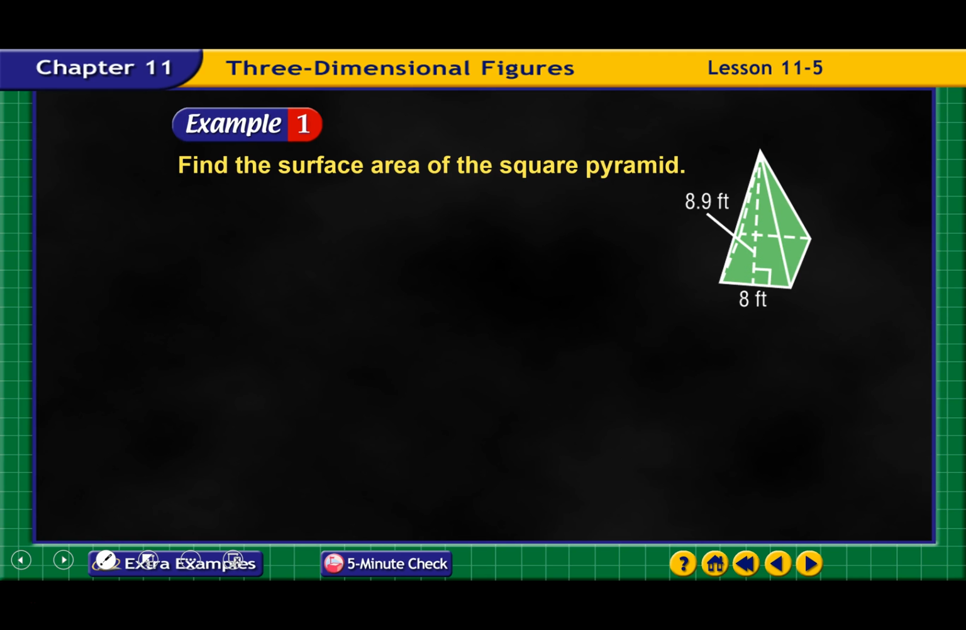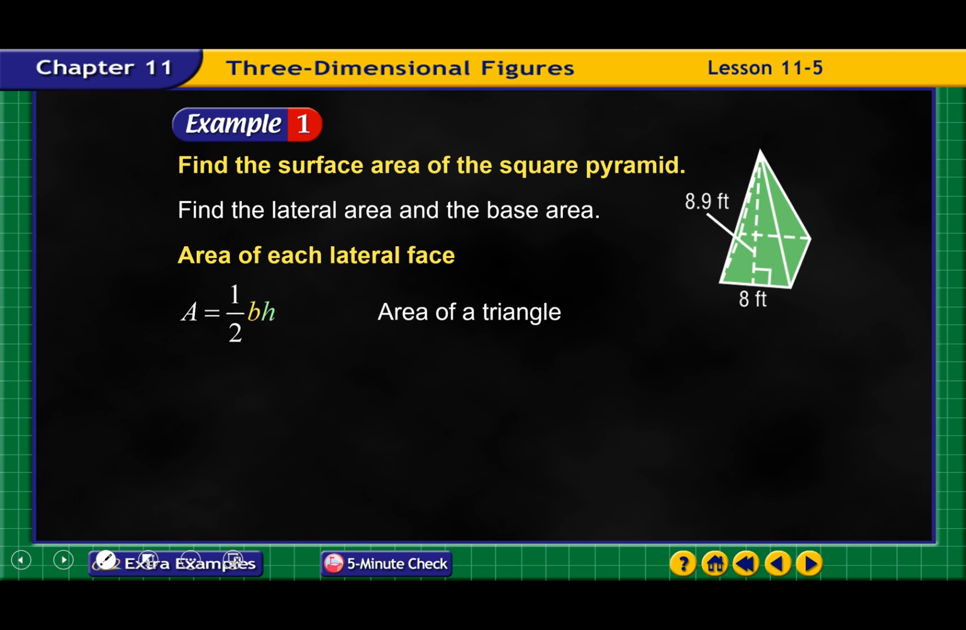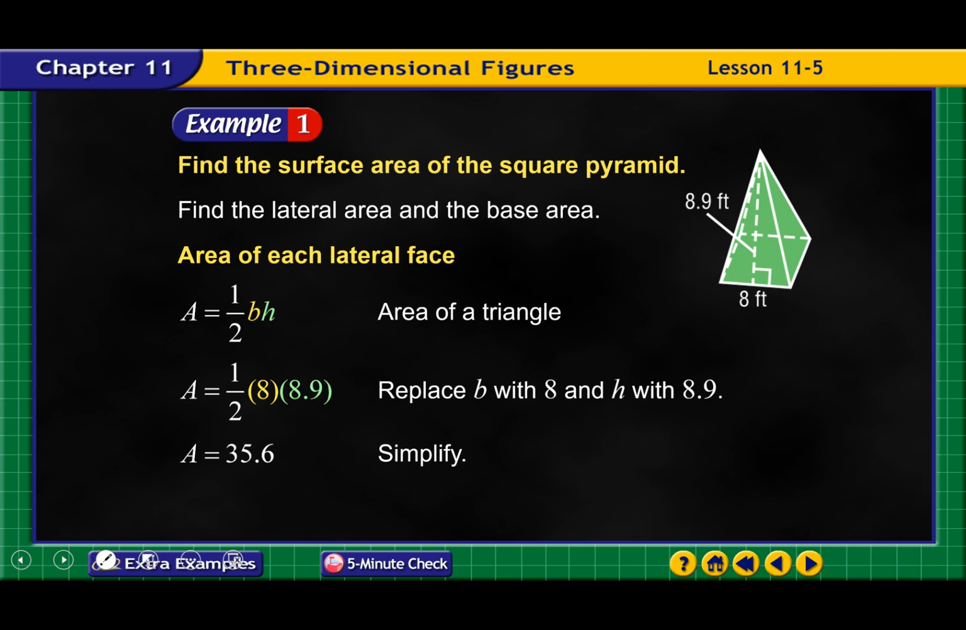All right, let's try an example. Find the surface area of the square pyramid. Okay, so first we need to find the lateral area and the base area. So the area of each lateral face would be area equals base times height times 1/2. My base looks like it's 8 and my height is 8.9. So 1/2 times 8 times 8.9. Multiply that all together, it's going to come out to 35.6.